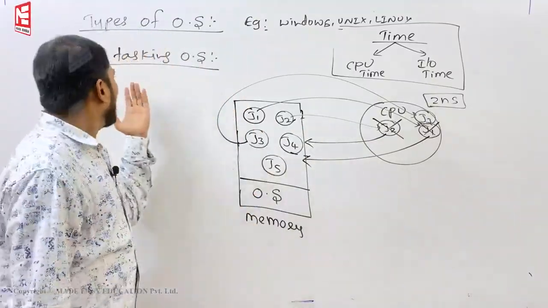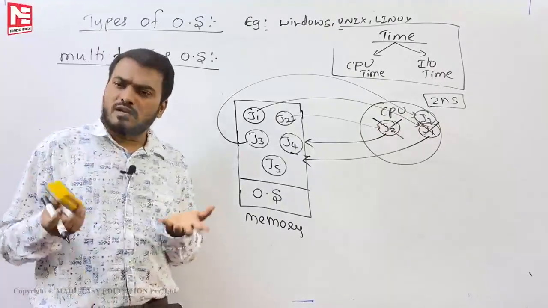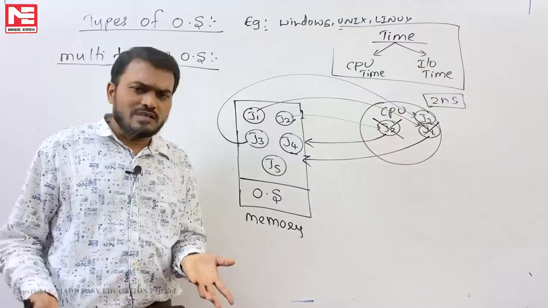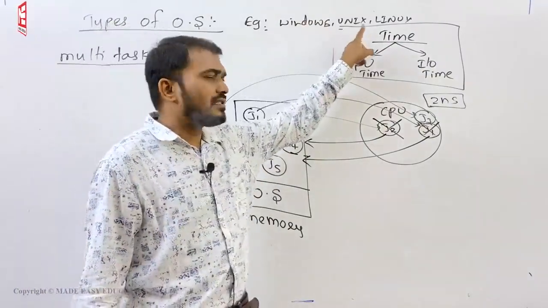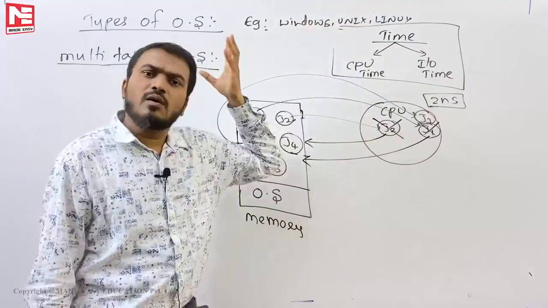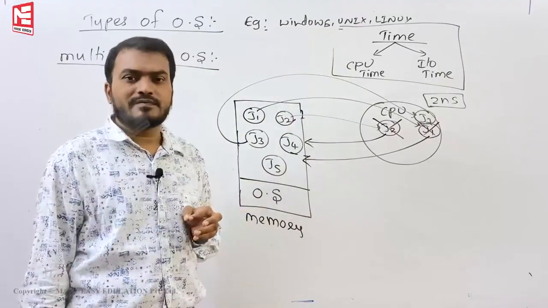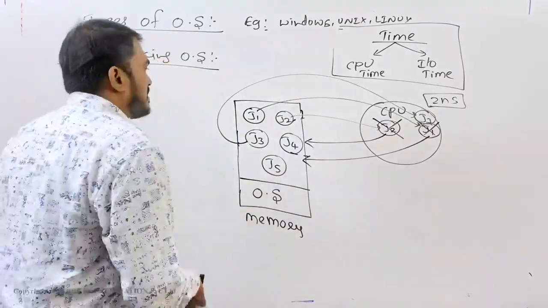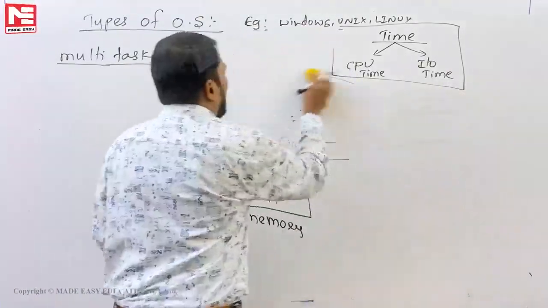So if you want an example for multitasking, all our operating systems nowadays are multitasking only. Example, note down: Windows, Unix and Linux. All our popular operating systems that we use are multitasking operating systems.